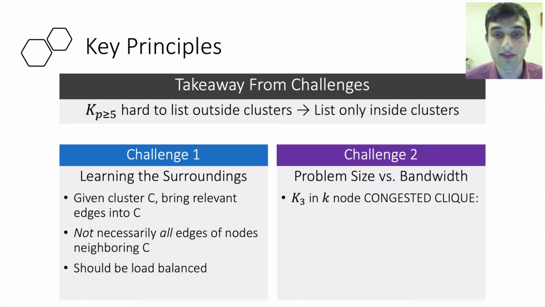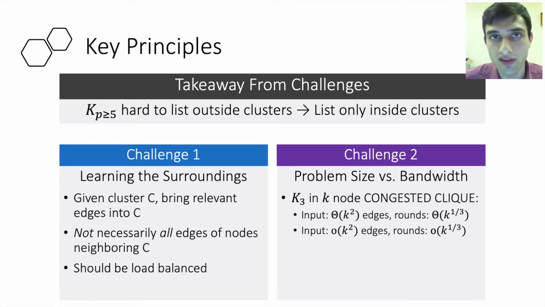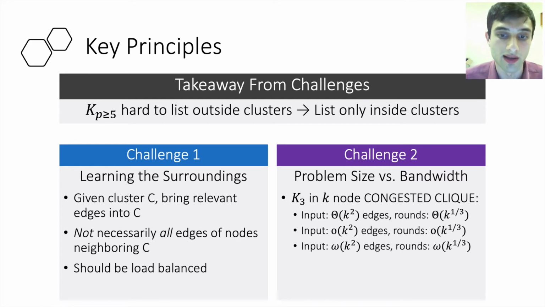The second challenge we have is problem size versus bandwidth. Say, for example, that we take a congested clique with k nodes. It was shown that if we give an input graph with k-squared edges, it takes k to the 1/3 rounds to list all triangles in this congested clique with k nodes. Also, it was shown that if we give less input and more sparse input, it takes fewer rounds. The contrary should be true as well. If we give these k nodes an input graph with more than k-squared edges, it would take more than k to the power of 1/3 rounds to solve triangle listing on this input graph.